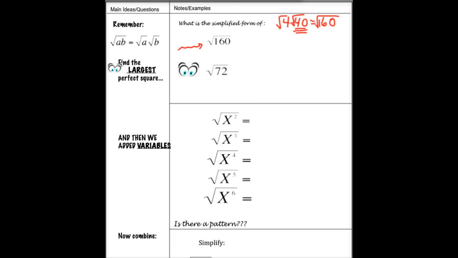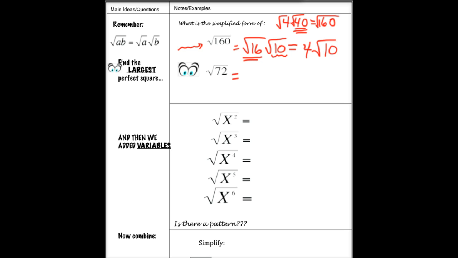So it's kind of like that fraction deal, saying 4/8 simplifies to 2/4. True, but that's not its best form. So we need the biggest perfect square. And I'm seeing a big old 16 in there 10 times. And I know that's the biggest because 10 doesn't have any of those perfect squares in it. So my answer would be 4 times the square root of 10, because the square root of 16 is 4.